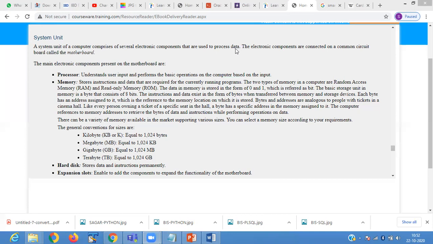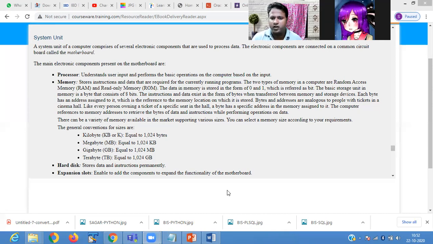Then comes the memory unit or register. A register means where you have to store your information, that is called a memory. You can say it is called a memory unit. A computer system has two types of memory unit. One is primary memory unit, you can say it is like a hard disk, and another is secondary. The data in the memory is stored as 0 or 1, which refers to the bit. The basic storage unit in the memory is the byte, which consists of 8 bits. The instruction and data exist in the form of bytes when transferred between the memory and storage.